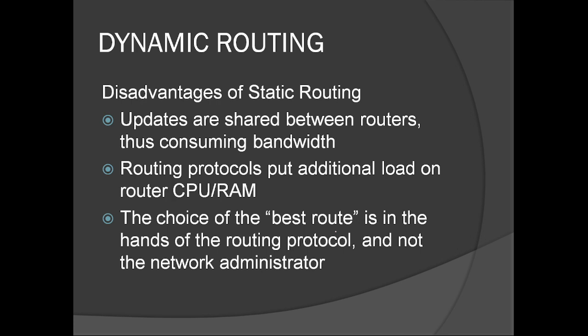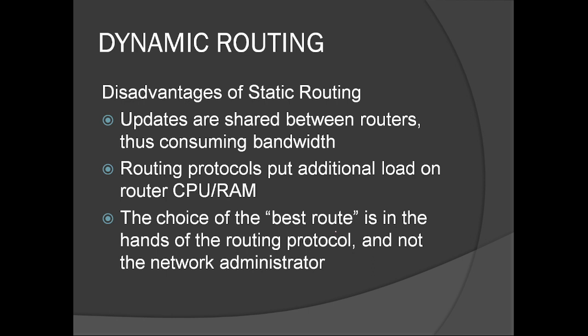Okay, disadvantages of dynamic routing. So updates are shared between routers, thus consuming bandwidth. Routing protocols put an additional load on router CPU and RAM. So just like what I've said kanina, dynamic routing updates each and every router with changes on their configuration automatically. Okay, or if an infrastructure changes, the router updates the routing table from time to time, and with that, it consumes bandwidth and also consumes router's CPU and memory.